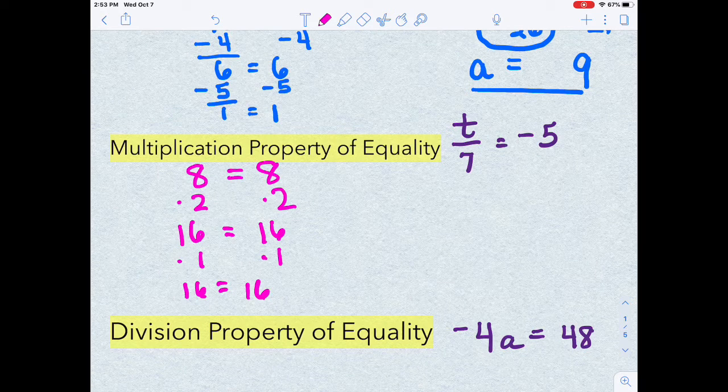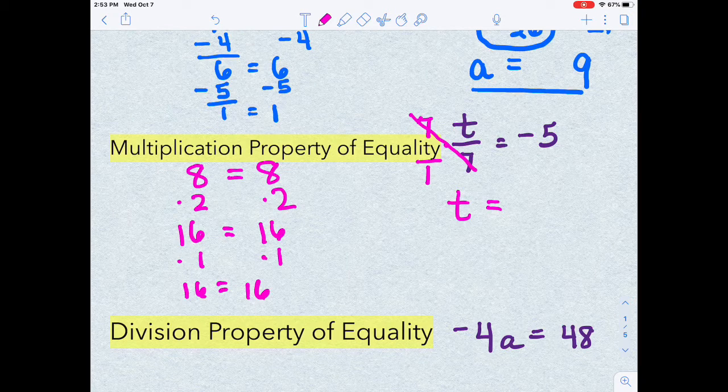So here's how I use this to my advantage. t over 7 is the same as t divided by 7. If I was to multiply times a 7. And a lot of you don't like to think about fractions, so think about 7 as 7 over 1. If I were to multiply by 7 over 1, I would end up with 7t over 7, or the 7's would cancel, correct? And so I would end up with t, or t over 1, all by itself on the left.